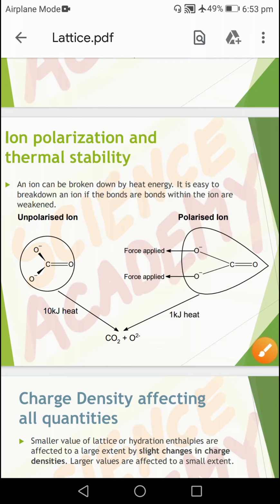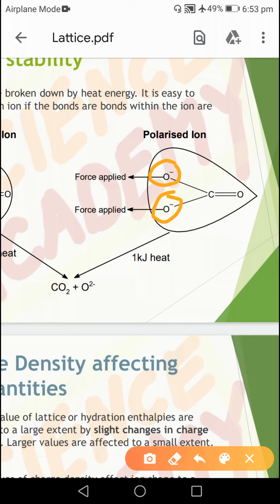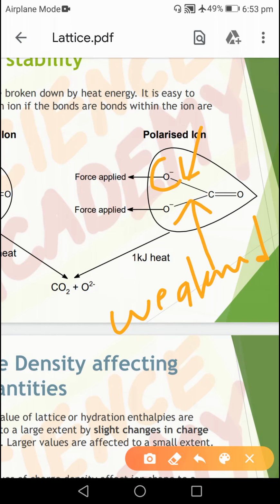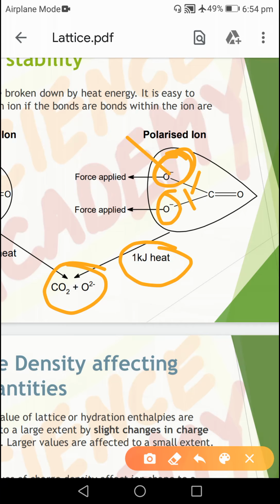Since this is a polarized ion, and there are negative oxygen terminals, these covalent bonds must have become weakened, isn't it? Because you are applying force on the negative oxygen terminals, that makes the bond weaker. So these bonds are now easy to break. When you apply force on this bond, the shape of the ion becomes distorted and the bonds become weak. By just applying 1 kilojoule of heat, the ion is broken down into CO2 and oxide ion.